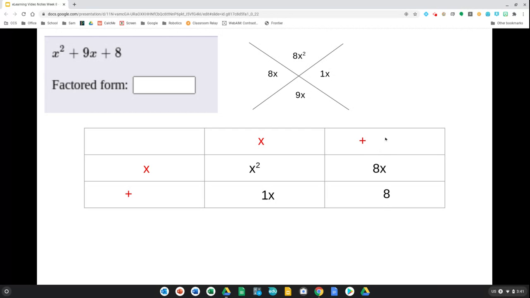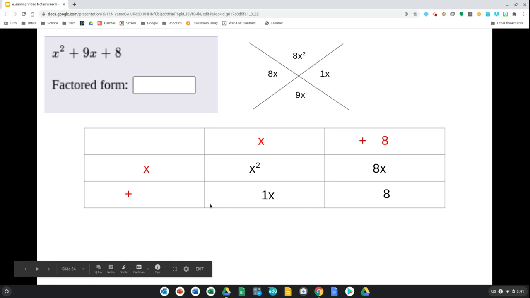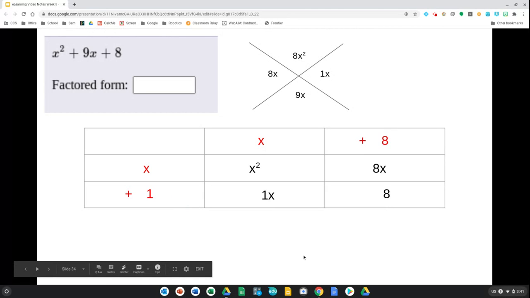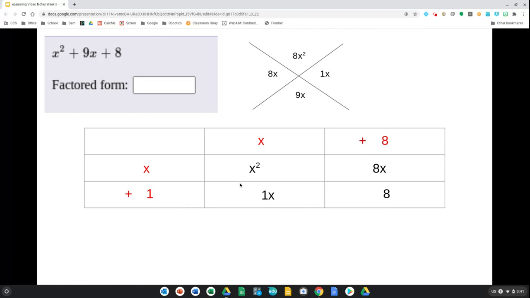Okay, in this last column, we're looking for a greatest common factor. So what's the greatest common factor between 8x and 8? Well, it would be 8, and so we would put an 8 in that box. And finally, in our last row going across here, 1x and 8 have a greatest common factor of 1, and so that's going to be a 1 that goes right there. And so that's how we fill out our chart.